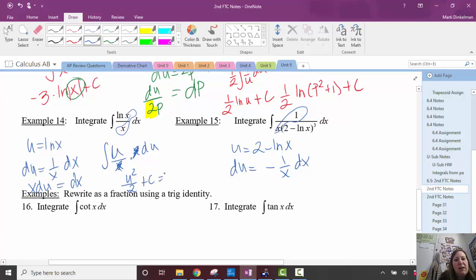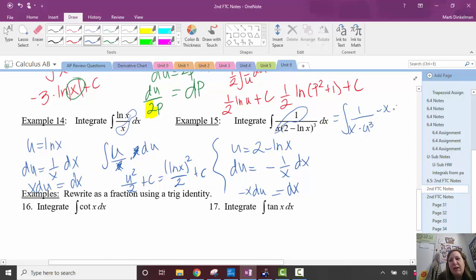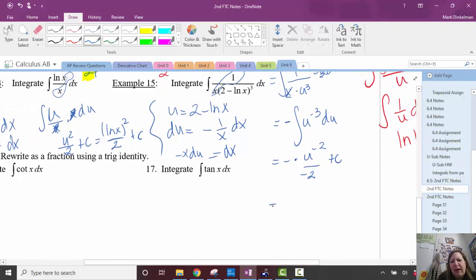Over here, dx is negative x du, and I'm going to rewrite this integral. So it's really a negative, I guess I'll leave the negative on the outside, u to the negative 3 du. So negative, and we're going to add 1 to the exponent, divide by the new exponent. So really that's a positive 1 over 2u squared plus, oops, I was going to put the plus c in the denominator. That's not correct. Plus c. And then the u was that 2 minus natural log of x plus c. Okay.